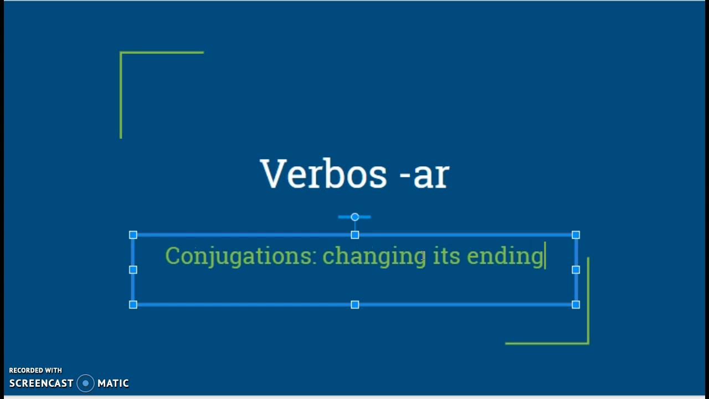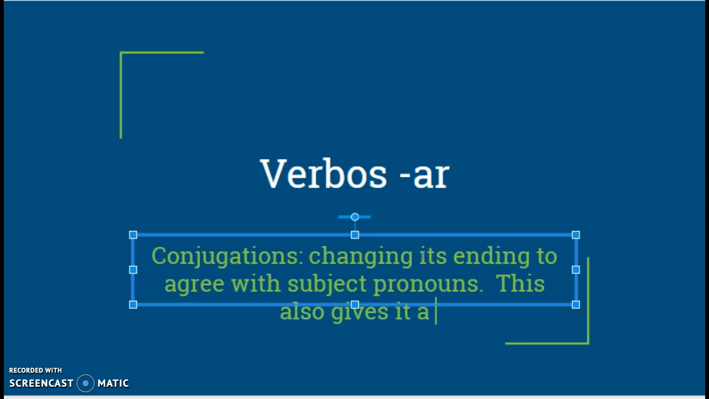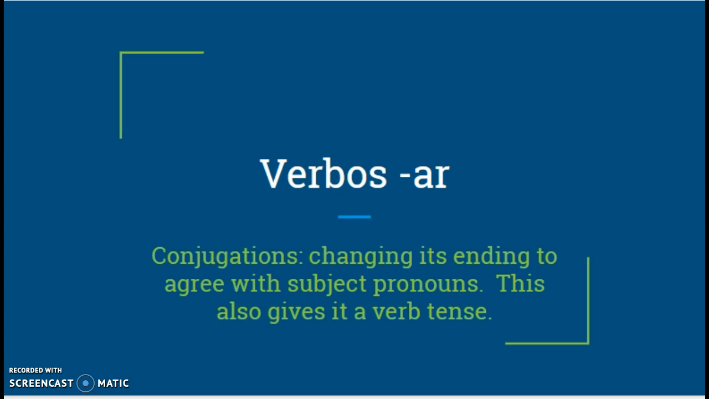So I could define conjugating a verb as changing its ending to agree with subject pronouns. This also gives it a verb tense, which, I mean, we're going to have different sets of endings for present tense, past tense, future tense, and then all the other tenses.